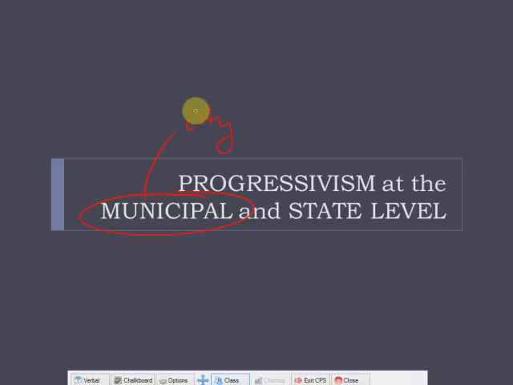Make sure you understand the word municipal, because a lot of the times on multiple choice questions, kids will run to the word municipal and say, Mr. King, I didn't know what they were talking about because I don't know what the word municipal means. It means the city. It means county, city. It means local government is what municipal means. Cool? Okay, so today we're going to be talking about progressivism at the municipal and state level.